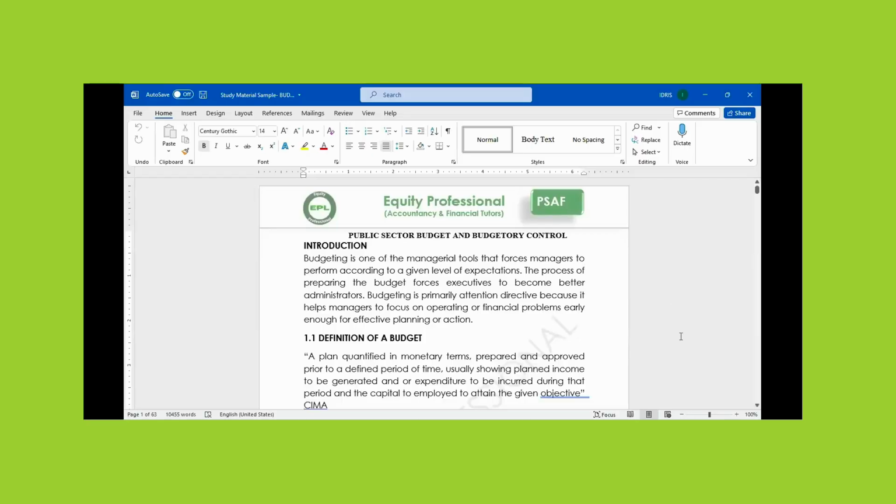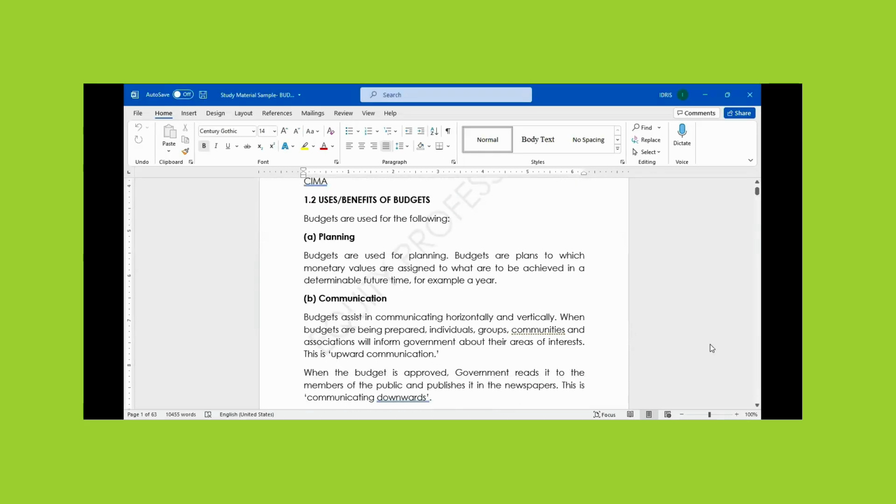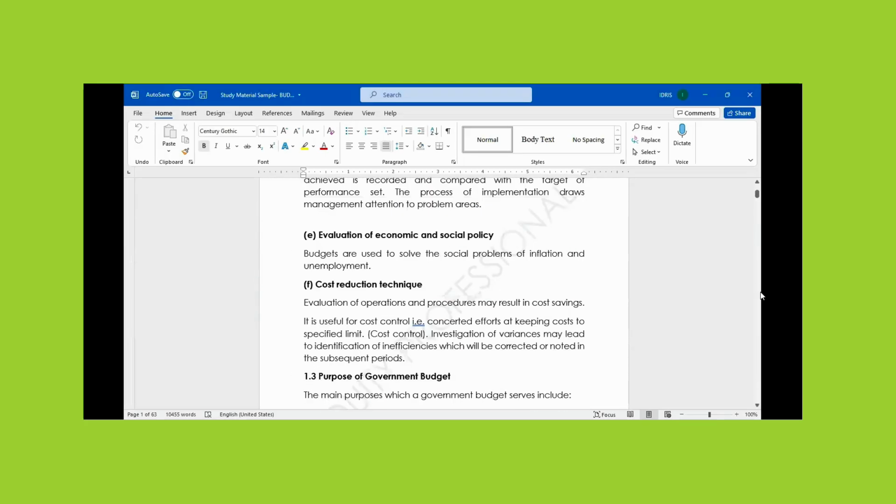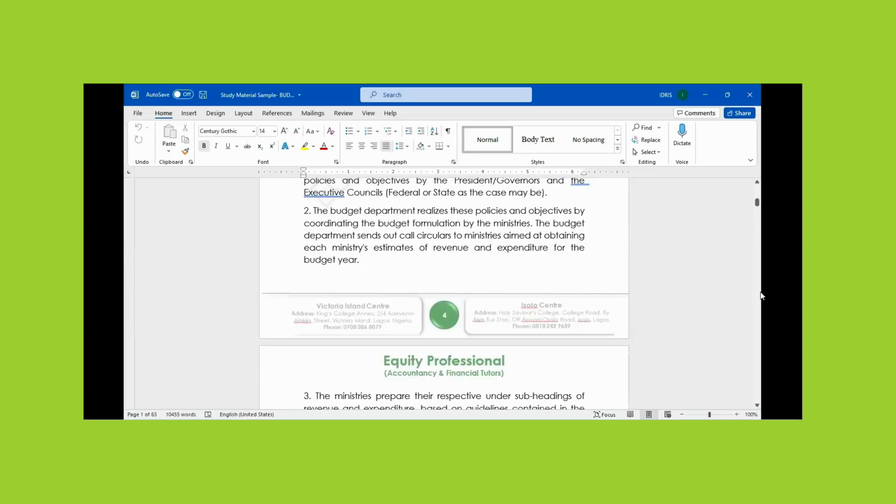In our last class, where do we stop? Personnel cost budget, I think so. We stopped at personnel cost budget. We have solved 2 questions on personnel cost budget, or 1 question. How many questions do we solve?